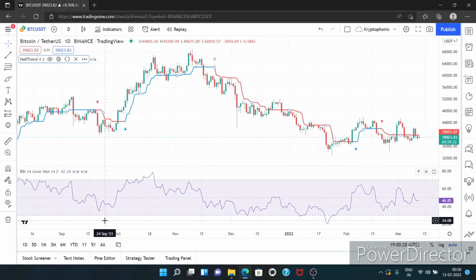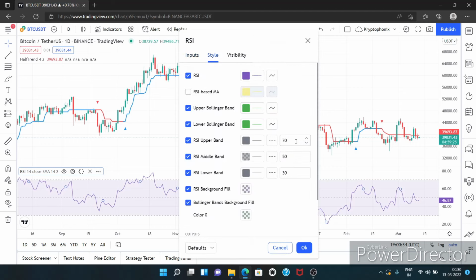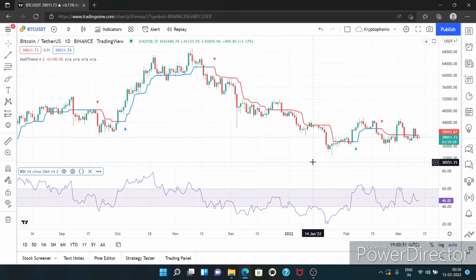And we will be making some changes in the default settings. The changes that we'll be making is for the upper band, from 70 to 60. We'll bring the level from 70 to 60, and for the lower band, we will bring the level to 40. That's it.